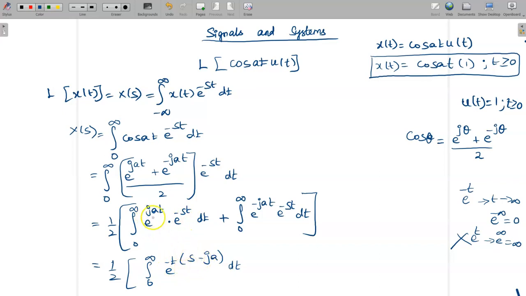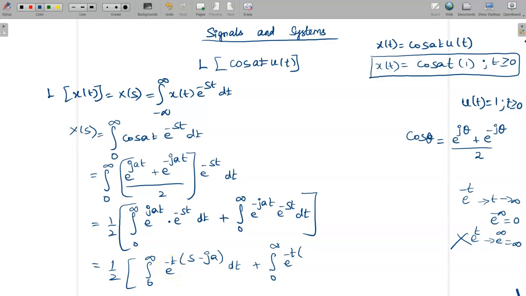Minus into minus will become plus e power jat. Okay, so this term I can write like this. Similarly, 0 to infinity, take e power minus t outside. Instead of taking t outside, I should take minus t outside. Only then, if I substitute infinity, it becomes 0.